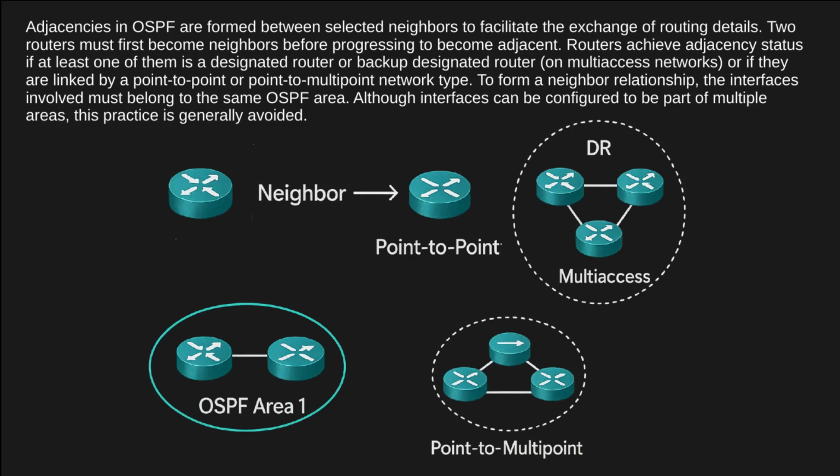Routers achieve adjacency status if at least one of them is a designated router or backup designated router on multi-access networks, or if they are linked by a point-to-point or point-to-multipoint network type. To form a neighbor relationship, the interfaces involved must belong to the same OSPF area. Although interfaces can be configured to be part of multiple areas, this practice is generally avoided.